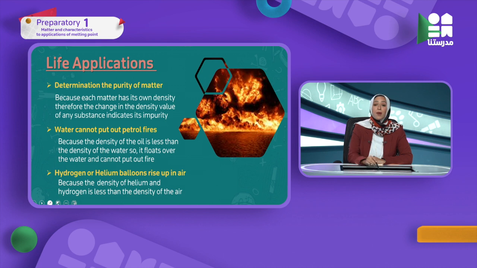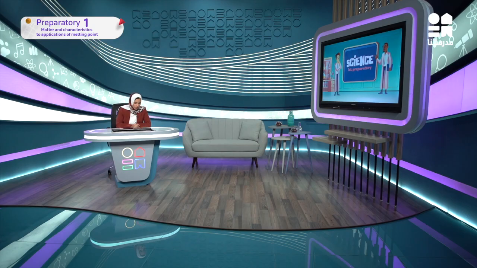That's the same idea as in the water, but here it's in the air. Because the density of helium and hydrogen is way less than the density of the air, you always find the balloons up in the sky. They are moving upwards, and that's because of the density. So these are the 3 life applications that we have on density. Okay, let's continue.